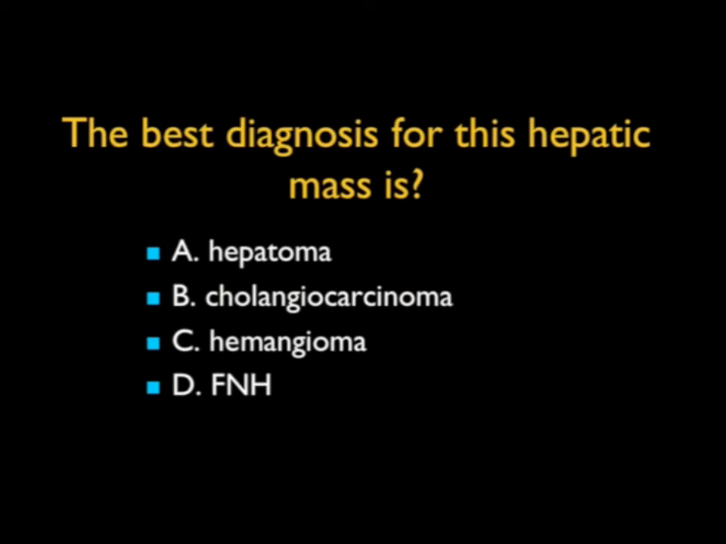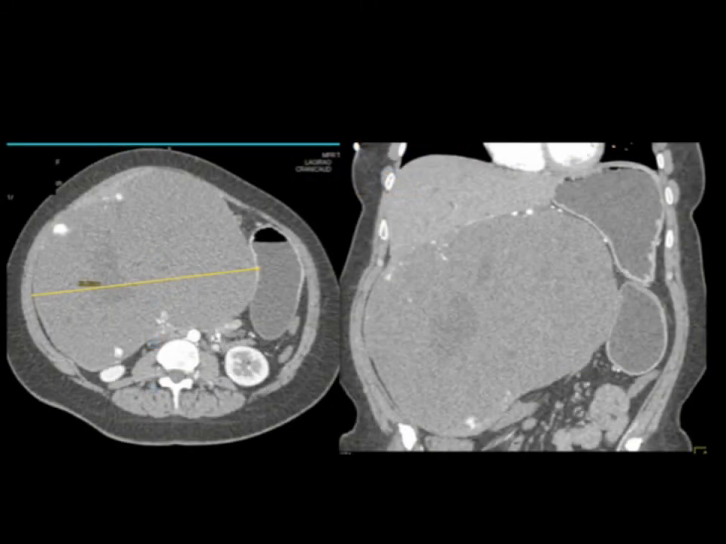Now, in this quiz, sometimes I show you very classic cases, but they just look a bit different than the classic appearance. This is a huge 25, 30 centimeter mass in the liver. I only gave you one phase, arterial phase, and you see some puddling along the edges of the lesion. This is a hemangioma. I just wanted to show this case.